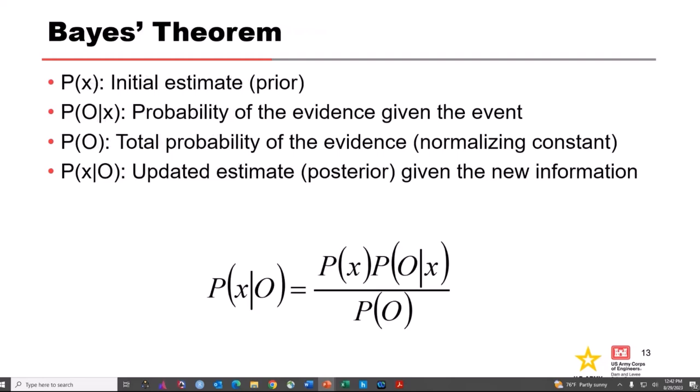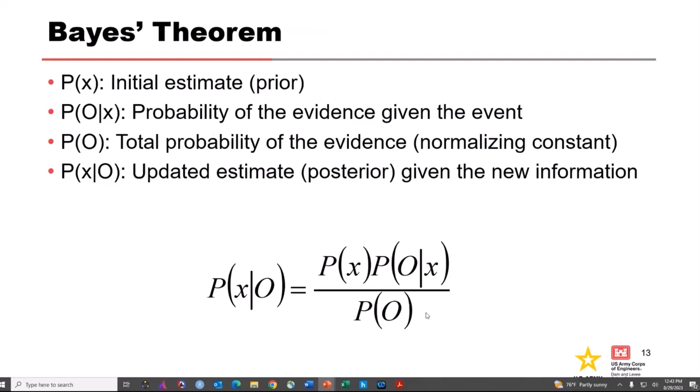So this is what Bayes' theorem looks like. It has four terms to it. I'll start with this term, P of X, in the numerator on the right-hand side. This is called an initial estimate or a prior. You think of it like your first guess at a probability. The second term in the numerator is where you've gone out and collected some information or some evidence. This is an estimate of the probability that you would have gotten that evidence, given the event of interest. The evidence is denoted as O here, and X is the event that you're interested in estimating.